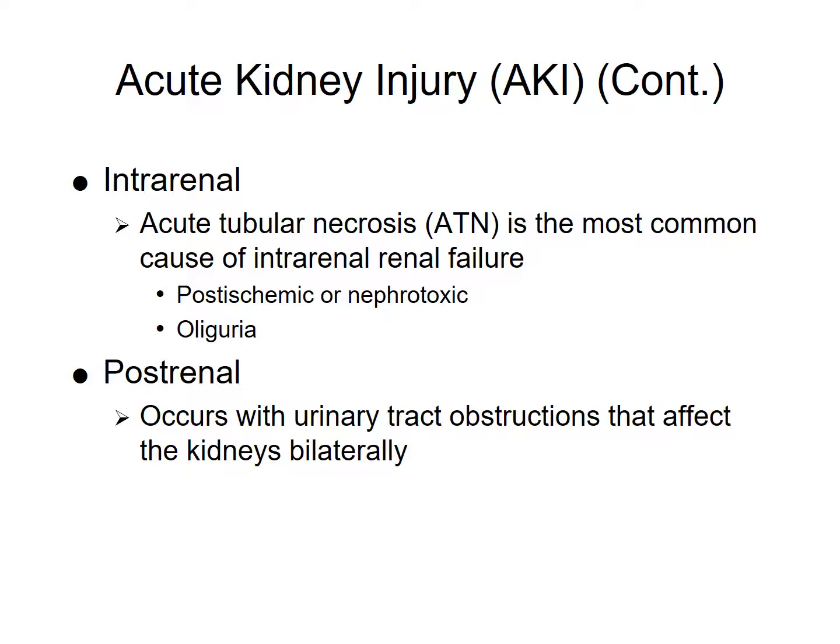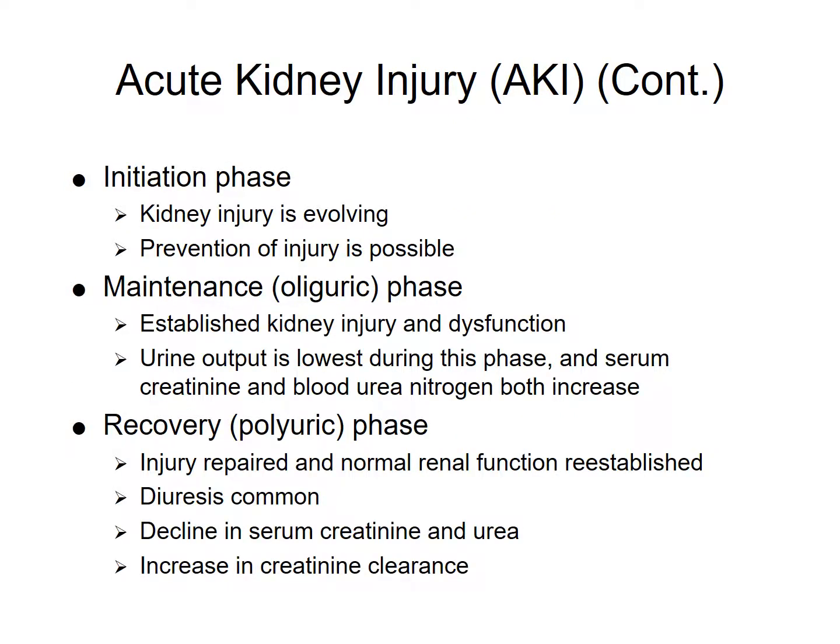Intrarenal: acute tubular necrosis is the most common cause of intrarenal failure, and postrenal occurs with urinary tract obstructions that affect the kidneys bilaterally. So if they are affecting the kidneys bilaterally, both kidneys are affected. When it's unilateral, the one kidney is able to compensate for that. So when they're both affected, it can't work that way.